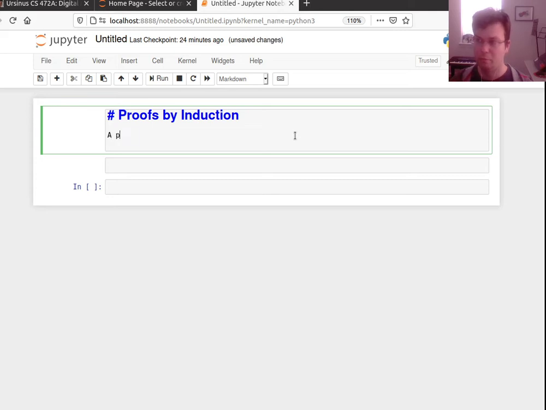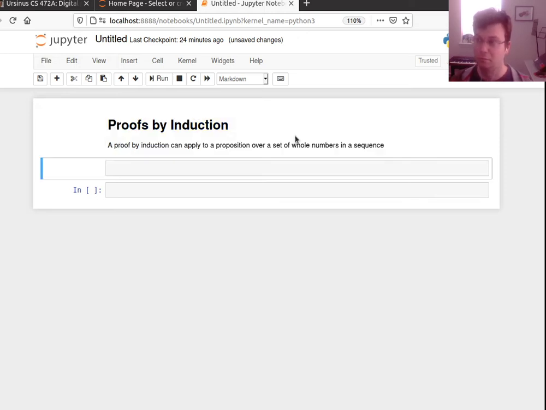So a proof by induction can apply to a proposition over a set of whole numbers in a sequence. Okay. So as an example, we're going to look at proving the complexity of Towers of Hanoi.